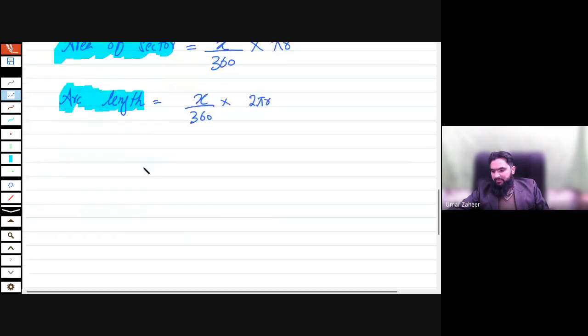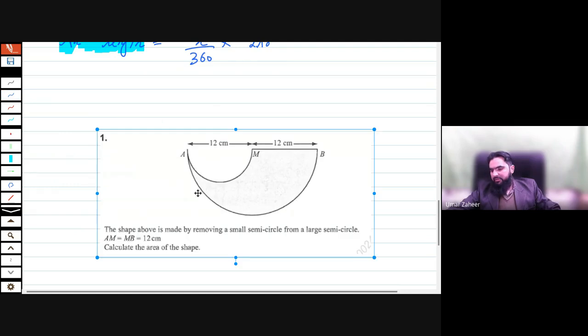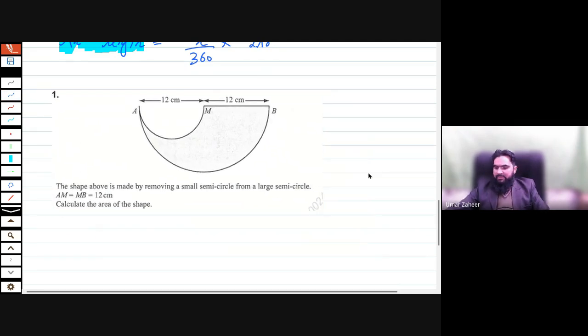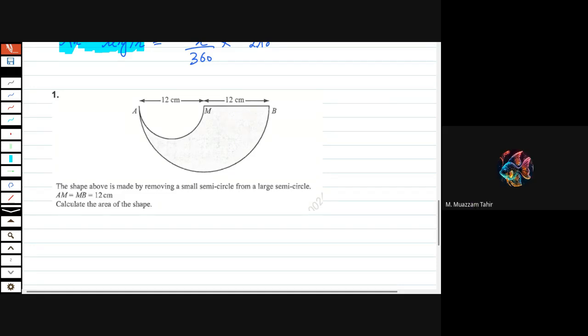All right. Now we have the first question. It says that the shape above is made by removing a small semicircle from a large semicircle. AM and MB are equal to 12. You have to calculate the area of the shaded part. This is the shaded one. That means we have to find the area of this part. Is the question clear?